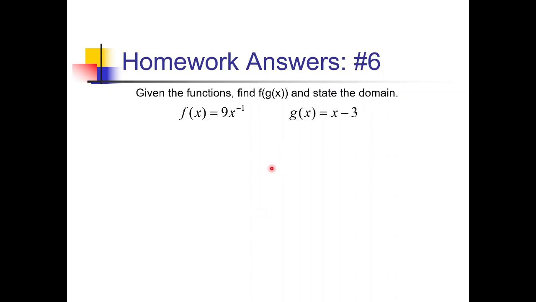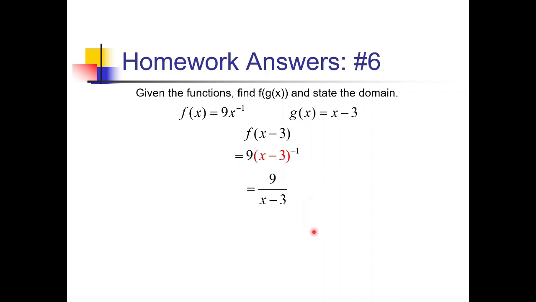For this problem, I'm trying to find f of g of x, so composition of functions. So initially I need to do f of this g function, f of x minus 3. That just means I'm taking x minus 3 and replacing the x in the original f function with x minus 3. So this is going to be 9 times x minus 3 to the negative first power. And just to simplify that by making the exponent positive, we can rewrite this as 9 over x minus 3.